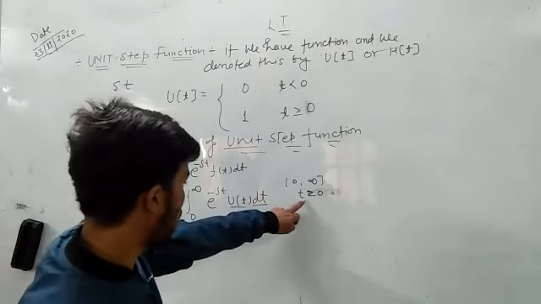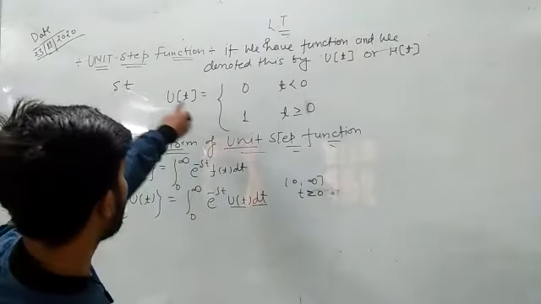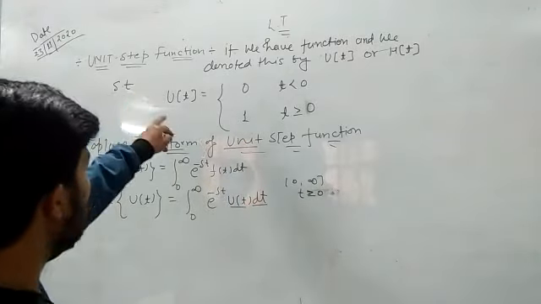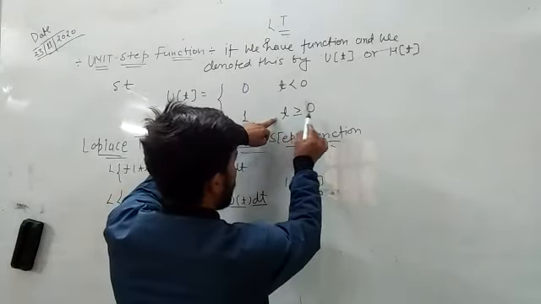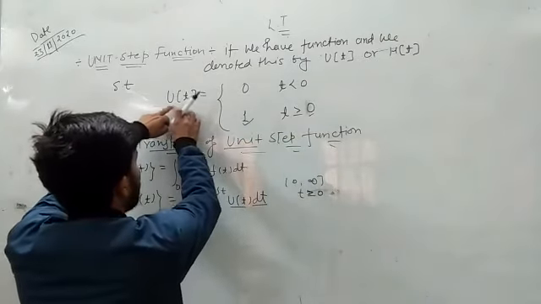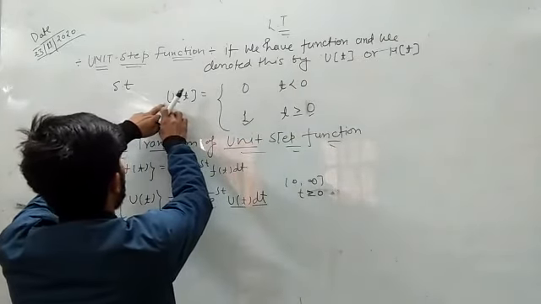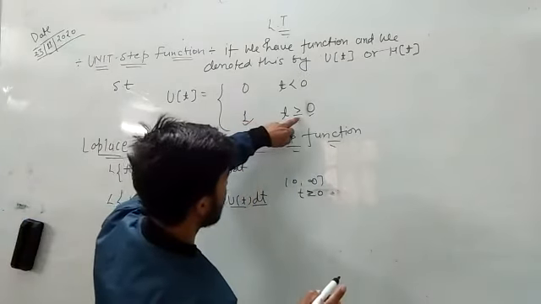So the value of t is like this, and we know the definition of the unit step function. Here we can write: if the value of t is greater than or equal to 0, then the value of the unit step function u(t) is 1 if t is greater than or equal to 0.